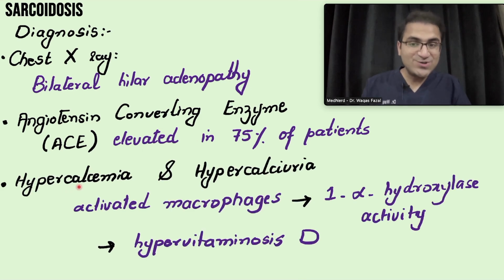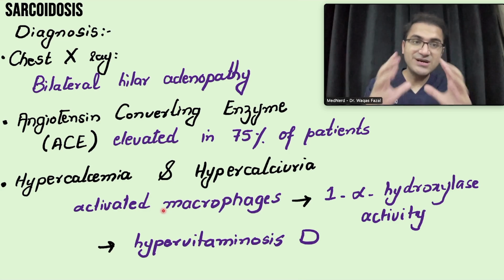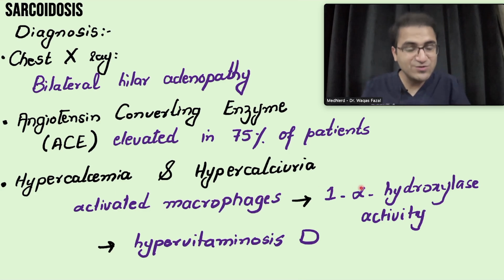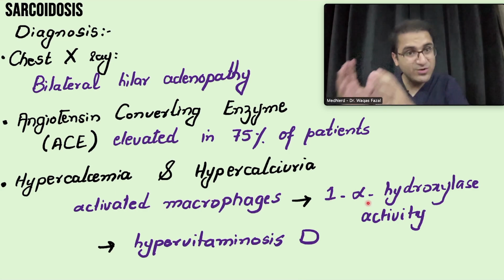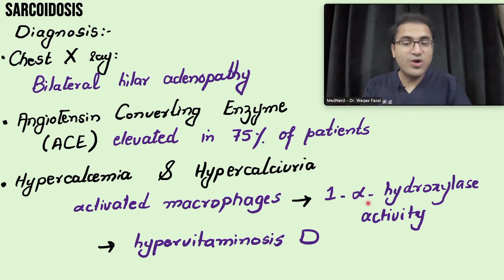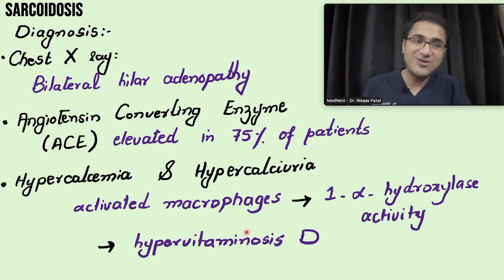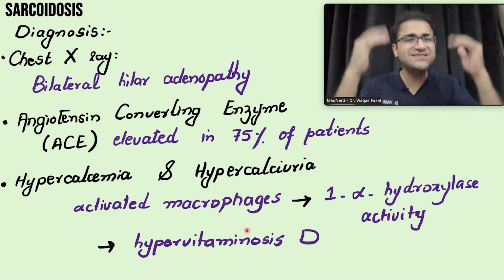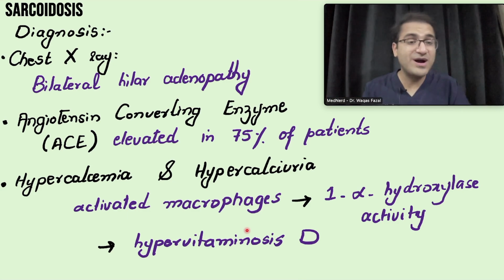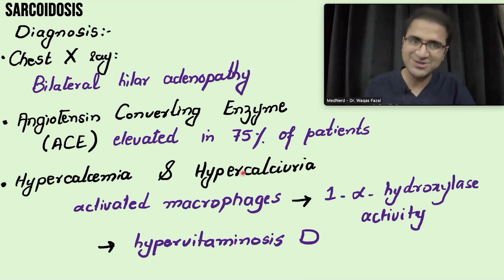Now in the patients of sarcoidosis, you will see hypercalcemia and hypercalciuria and many signs and symptoms of hypercalcemia. Why does hypercalcemia occur? Because these activated macrophages that we have in the granulomas of sarcoidosis produce 1-alpha hydroxylase, and that activity in these macrophages results in activation of vitamin D, resulting in hypervitaminosis D, because there is no feedback mechanism to stop this 1-alpha hydroxylase activity. Therefore there will be excess of vitamin D, and that will cause increased absorption of calcium from the gut, resulting in hypercalcemia and hypercalciuria, calcium in the urine.